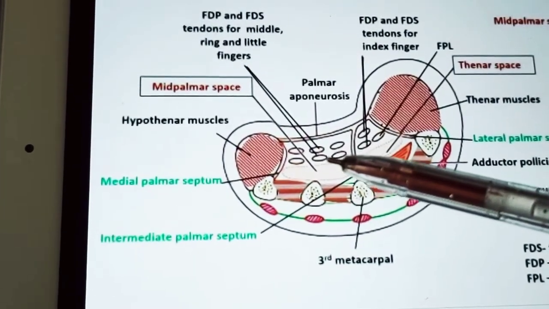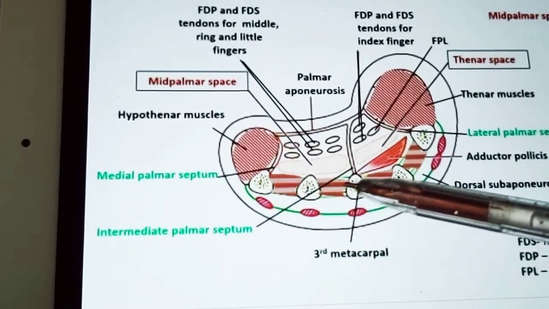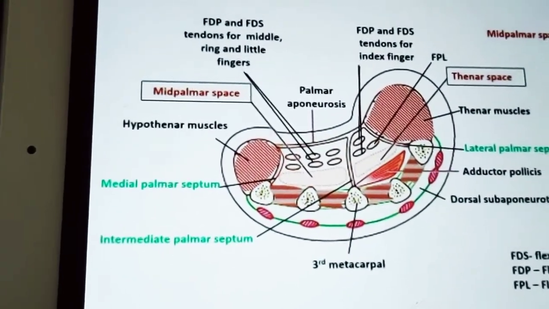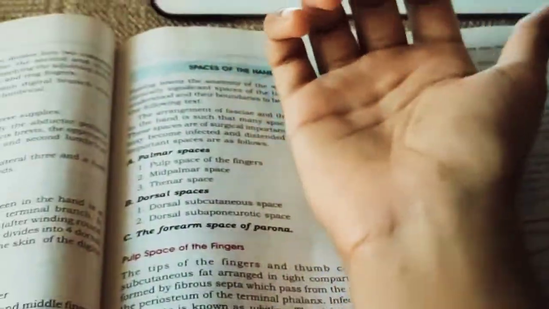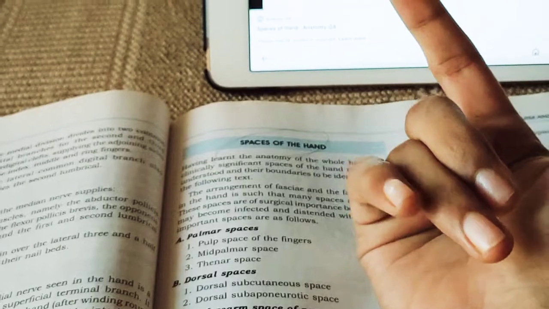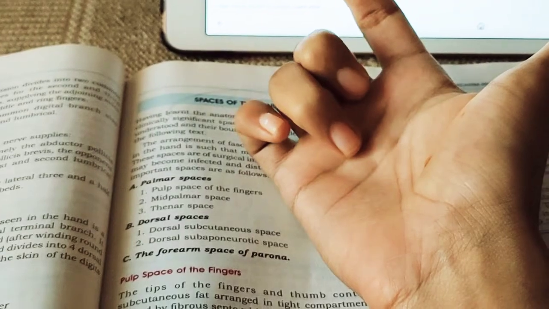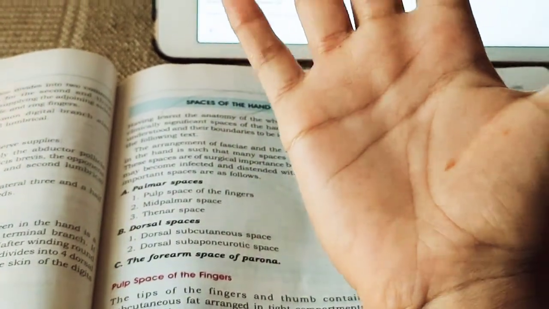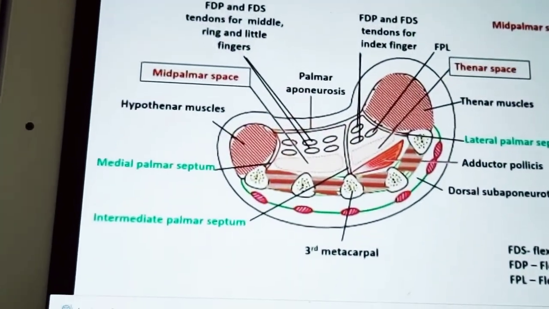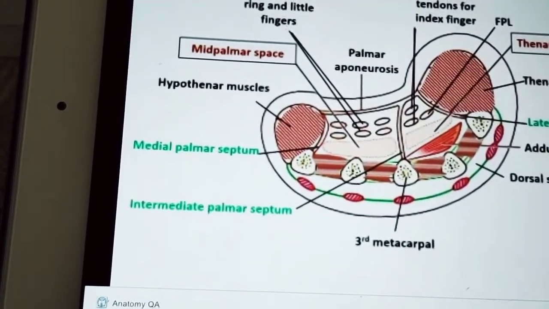It's a triangular area, and proximally it has the distal margin of the flexor retinaculum. You can see here will be the flexor retinaculum proximally, and distally you can see the distal palmar crease. In my hand I'll show, it is starting from the distal margin of the flexor retinaculum to the distal crease. This is called the distal crease. So till here it extends. So this one is the mid palmar space, extending proximally from the distal margin of the flexor retinaculum distally to the distal palmar crease.